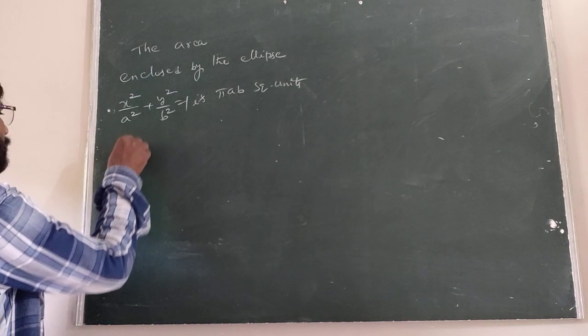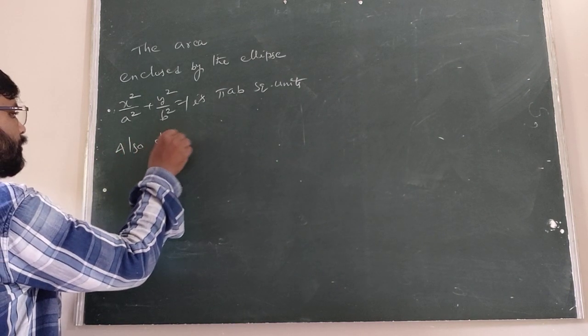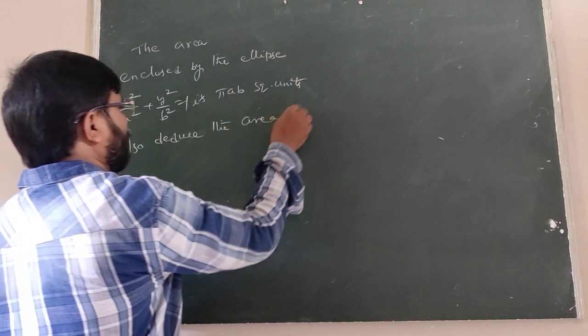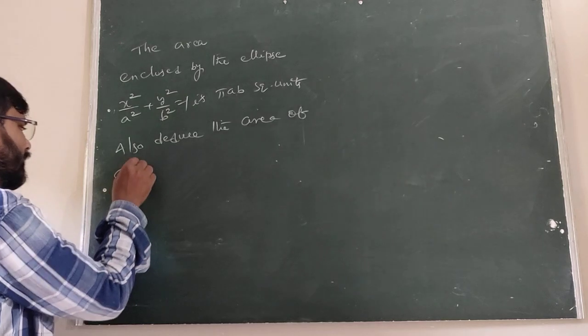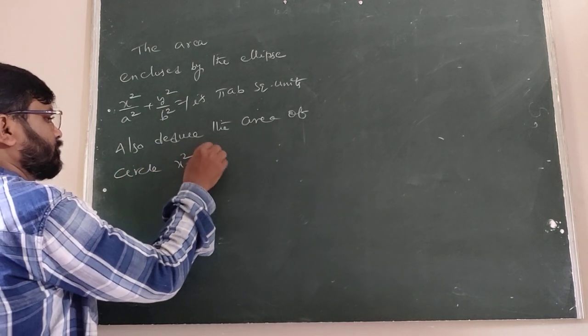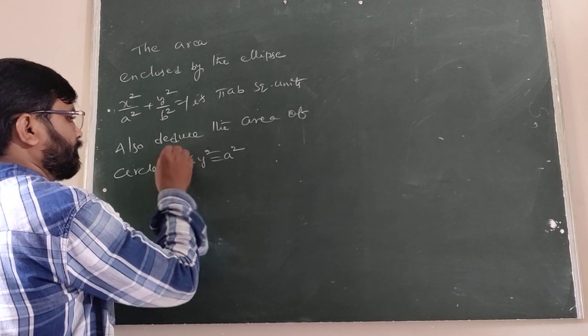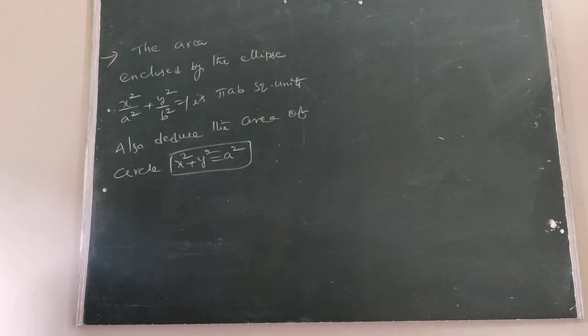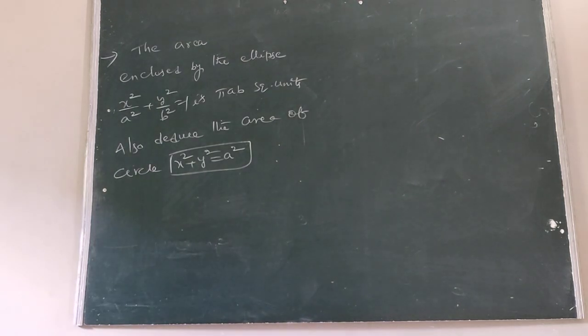Also deduce the area of the circle x square plus y square equal to a square. This is the question. First of all, the area enclosed by the ellipse is given as pi ab, and also the area of the circle.